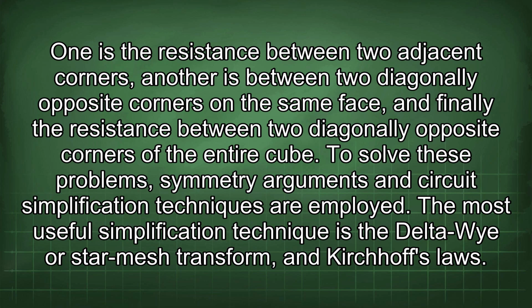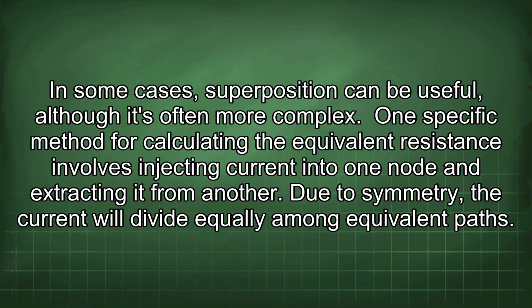To solve these problems, symmetry arguments and circuit simplification techniques are employed. The most useful simplification technique is the delta Y or star mesh transform and Kirchhoff's laws. In some cases, superposition can be useful, although it's often more complex. One specific method for calculating the equivalent resistance involves injecting current into one node and extracting it from another.